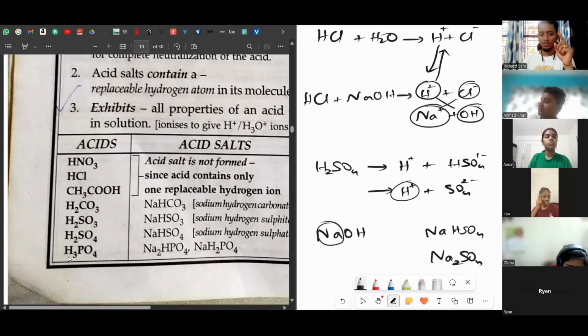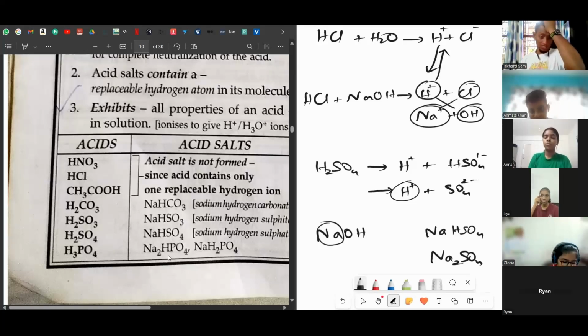What's the name of that salt? If you remove one hydrogen from here and put one sodium there, one hydrogen you're removing, so two hydrogens are remaining: NaH2PO4. Then you remove the second hydrogen also and put two sodiums now: Na2HPO4. So these are the two acid salts. If you remove the third hydrogen and put one more sodium, what will you get? Na3PO4. That is a normal salt.